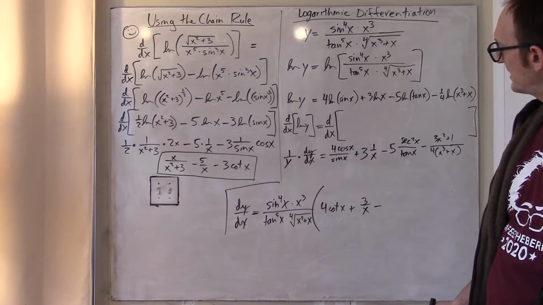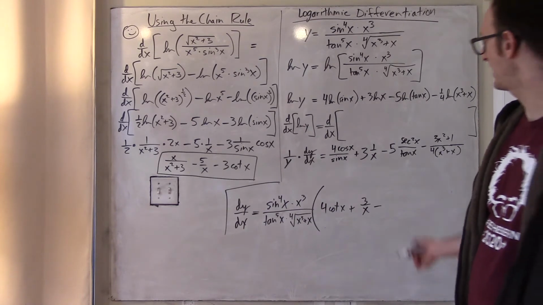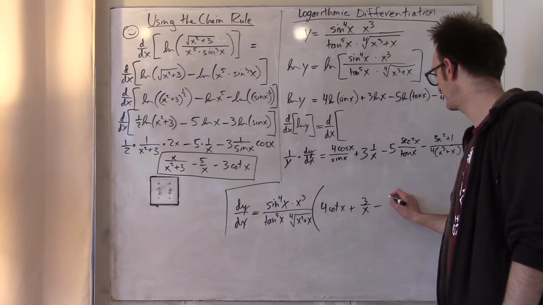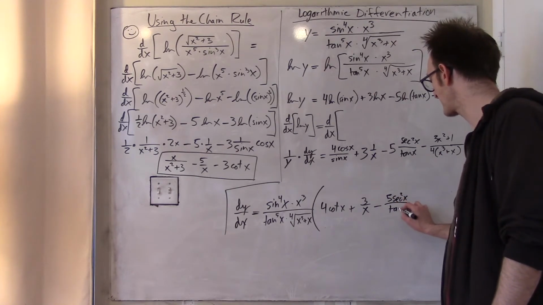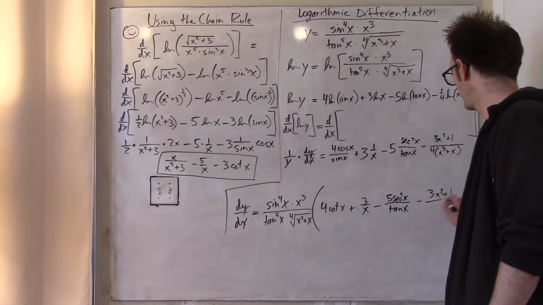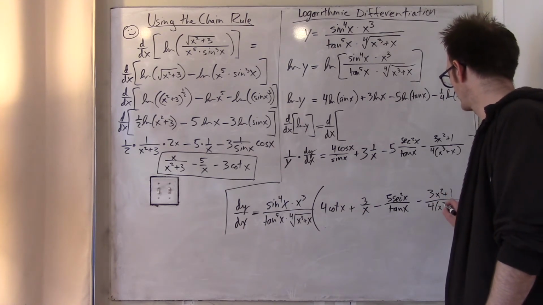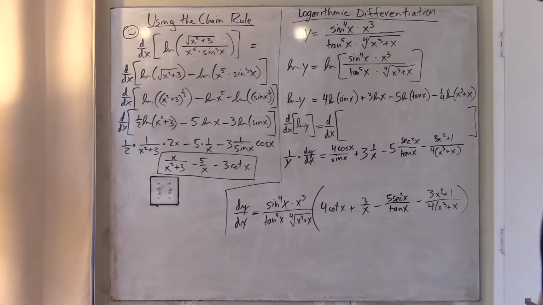So it is secant over sine. Is that something? Not really. I guess I'll just leave it. So 5 secant squared x over tan x minus 3x squared plus 1 over 4x cubed plus x. Okay, and I probably did that correctly.